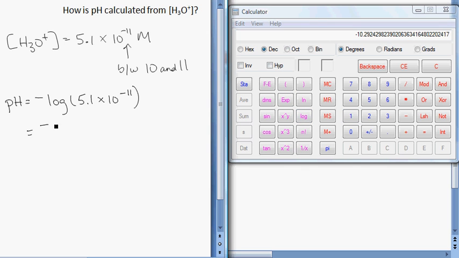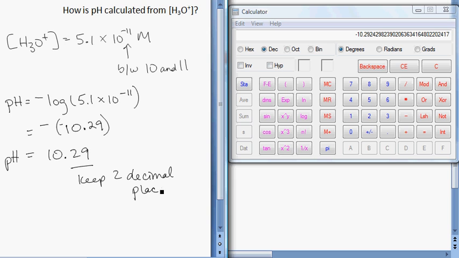So the log of 5.1 times 10 to the negative 11th is negative 10.29. And the negative of a negative, of course, is a positive. So our answer is a pH of 10.29. Notice that I kept two decimal places. That is because I started out with two significant figures, and the 10 is just a placeholder, because it tells us the exponent has something to do with our exponent.